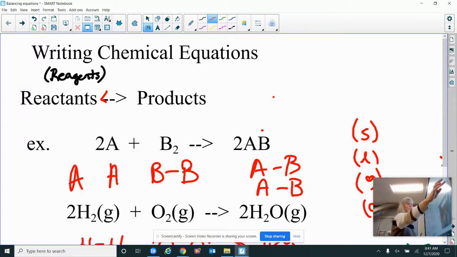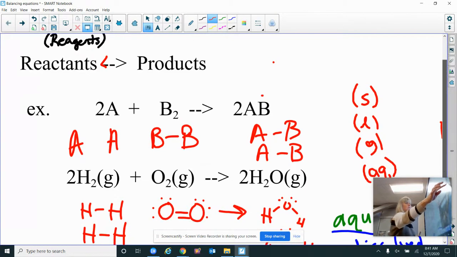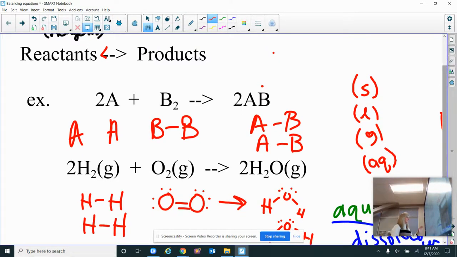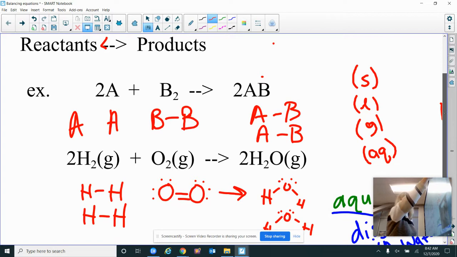So an example of a real equation is 2H2, and so that means two separate molecules of two H's bonded to each other reacts with one molecule of O2, and if we were drawing the dot structure, it would be a double bond between the two oxygens, makes or goes to two molecules of water. Okay, so 2H2O.